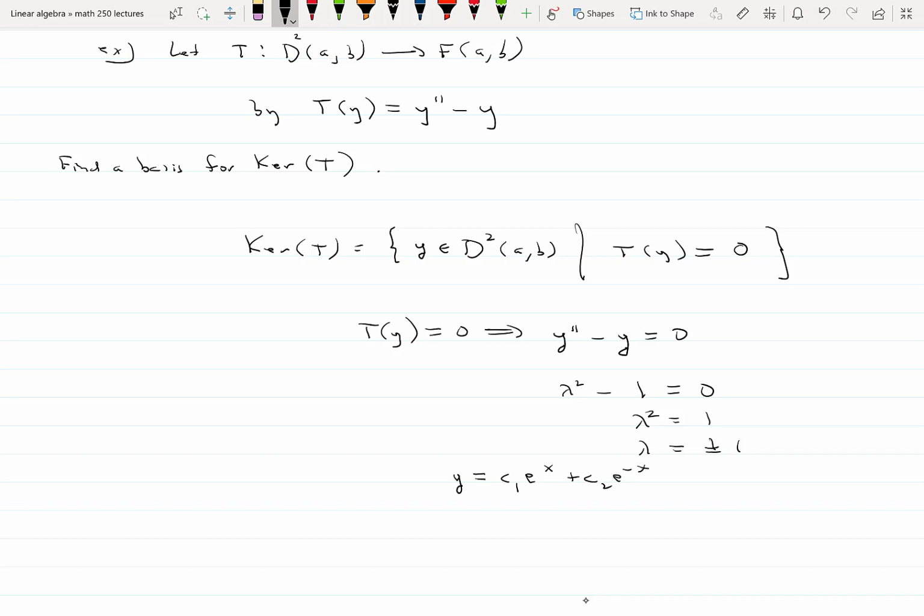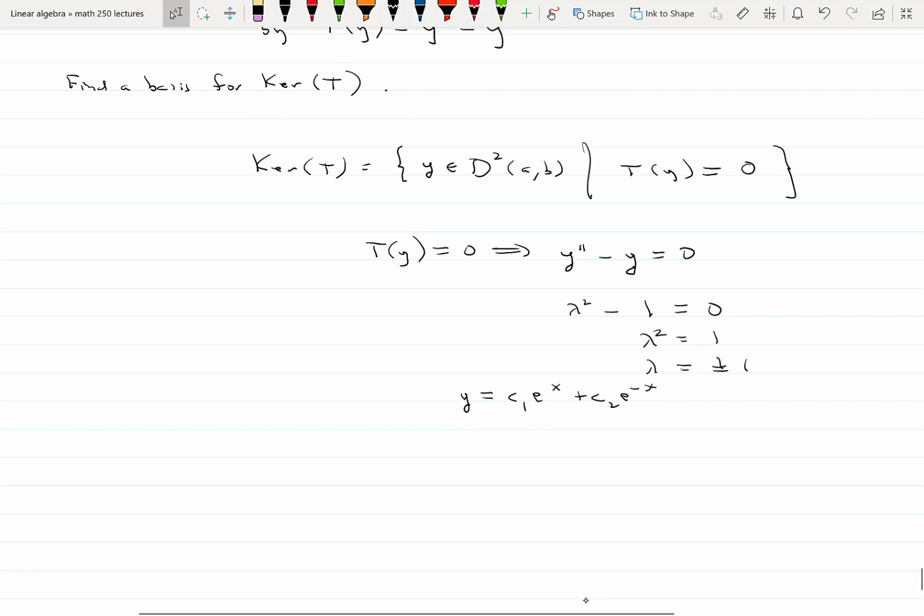Now, that's a solution to a differential equation. Think of this, though, as a vector. So what's all coming together here? Differential equations and vector spaces are not independent of one another. This y is a vector. It's a linear combination of e to the x and e to the minus x. So the kernel of T is spanned by e to the x and e to the minus x.